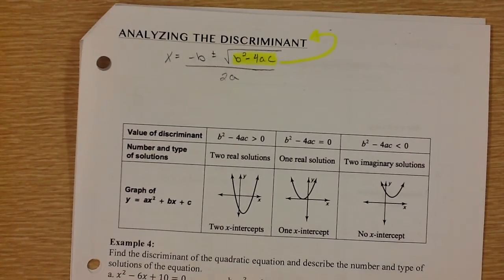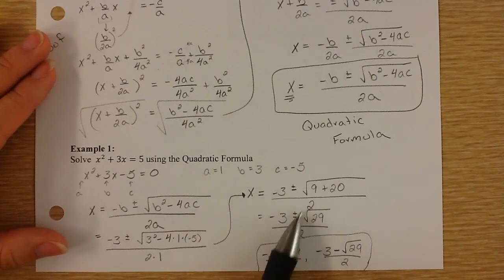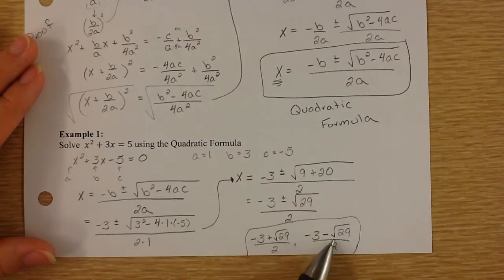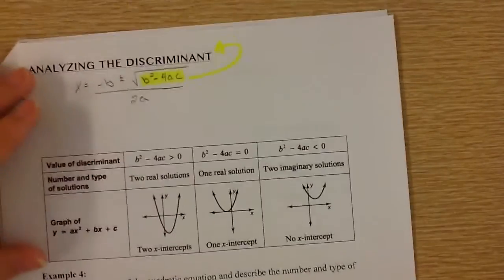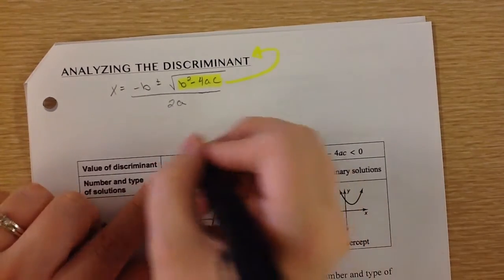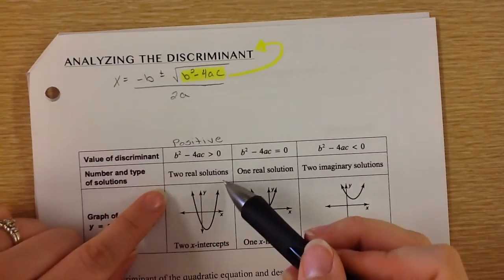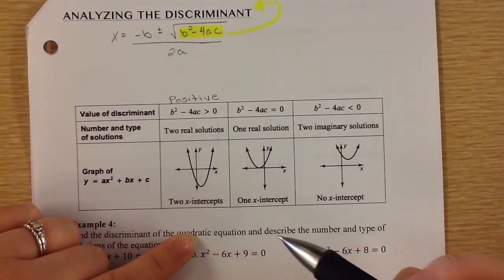If the discriminant is positive, like in example 1, our discriminant was 29, which is positive. So since it's positive, I had 2 real solutions. If b squared minus 4ac is positive, then you're going to have 2 real solutions. That tells me it's going to have 2 x-intercepts.